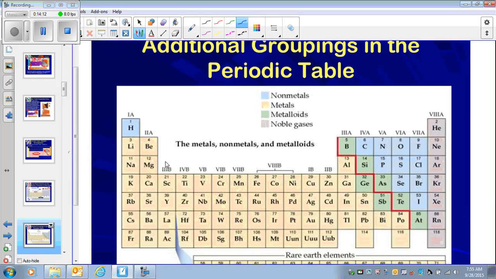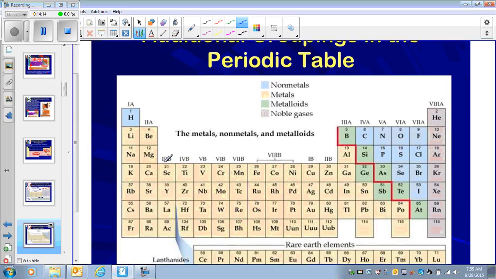Additional grouping in the periodic table. As I mentioned before, there is a diagonal staircase line. Everything below the line is metals, everything above the line is non-metals, and the elements right above and below the line, this and this, 1, 2, 3, 4, 5, 6, including this, are called metalloids. Metalloids mean semi-metals, meaning they have the properties of both metals and non-metals.